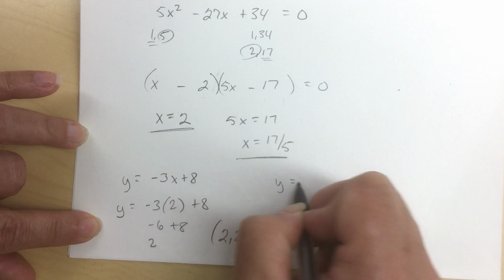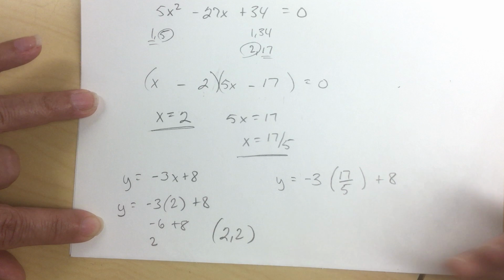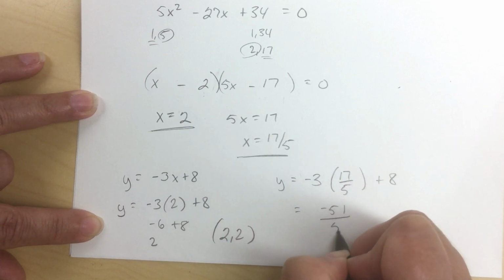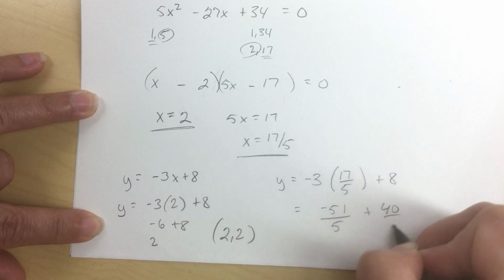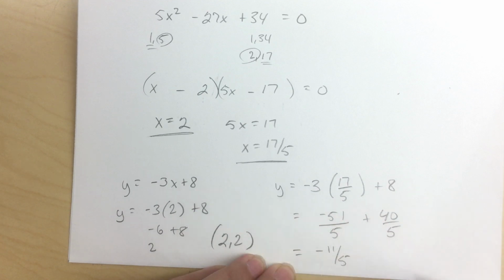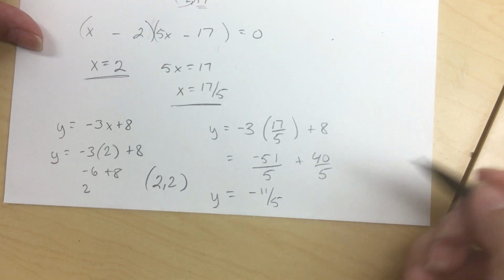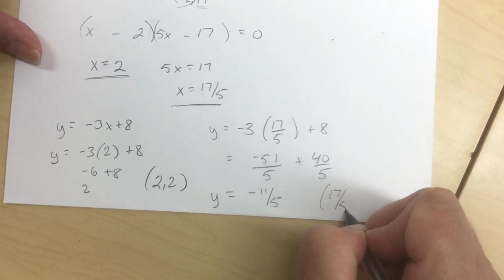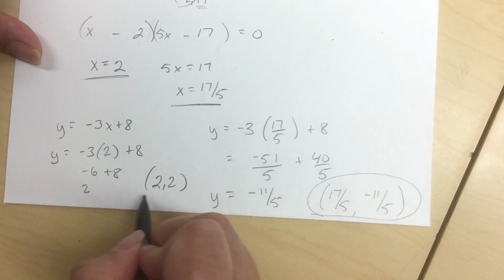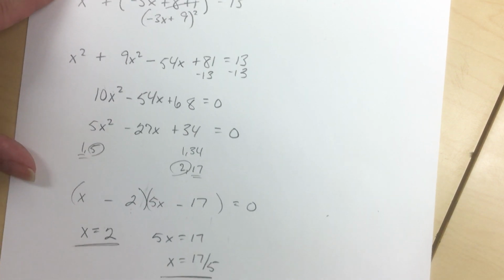Here I have y equals -3 times 17 over 5 plus 8. -3 times 17 is -51 over 5, and then 8 is 40 over 5. So this gives me -11 over 5. So that's my y value. So my ordered pair is (17 over 5, -11 over 5). So I've got this ordered pair and this ordered pair. So hopefully that gives you what you need to know to do your assignment.